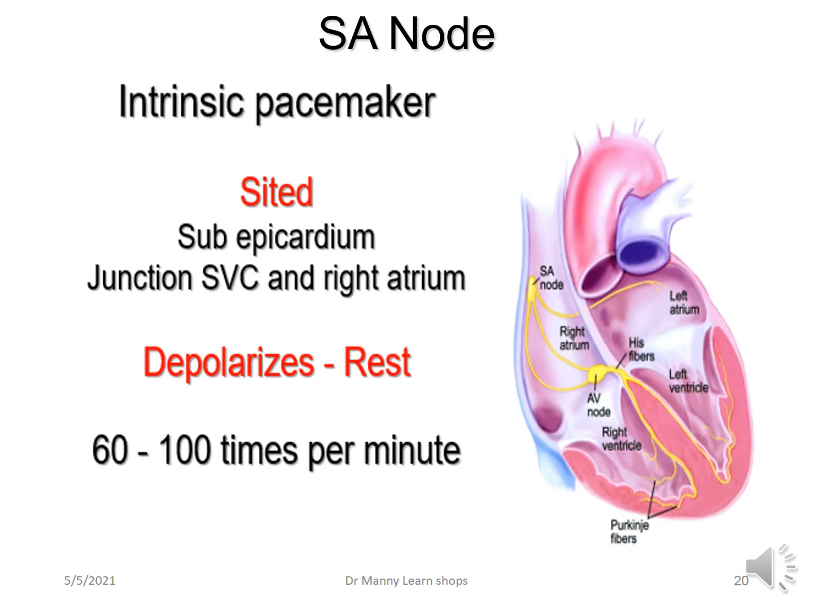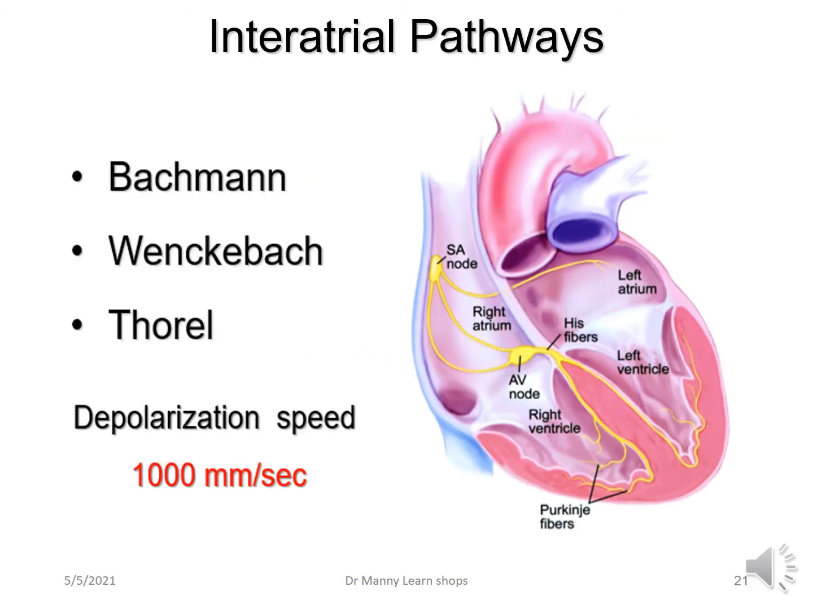The SA node is essentially the intrinsic inherent pacemaker, which is sited in the subepicardium at the junction of the superior vena cava and the right atrium, and it depolarizes at rest at approximately 60 to 100 times per minute in an adult. The intra-atrial pathways consist of Bachmann, Wenckebach and Thorel, and they have a depolarization speed through the atria of approximately 1,000 millimeters per second.